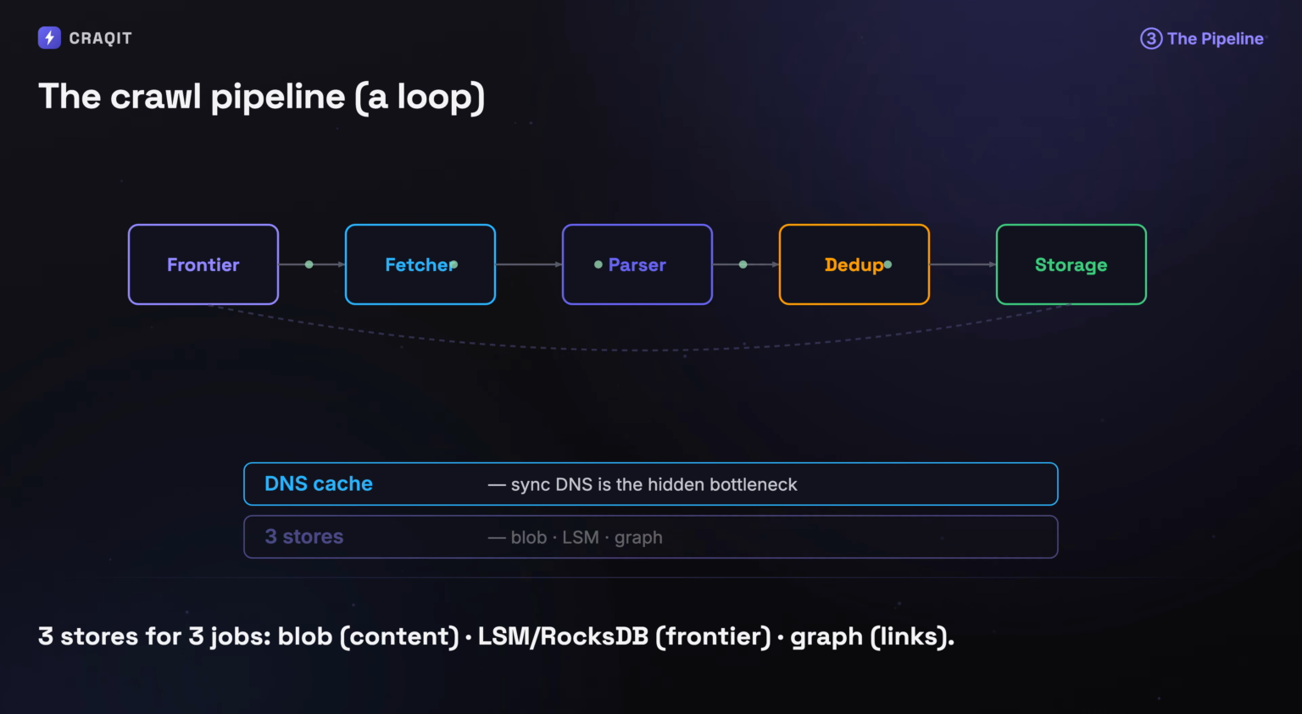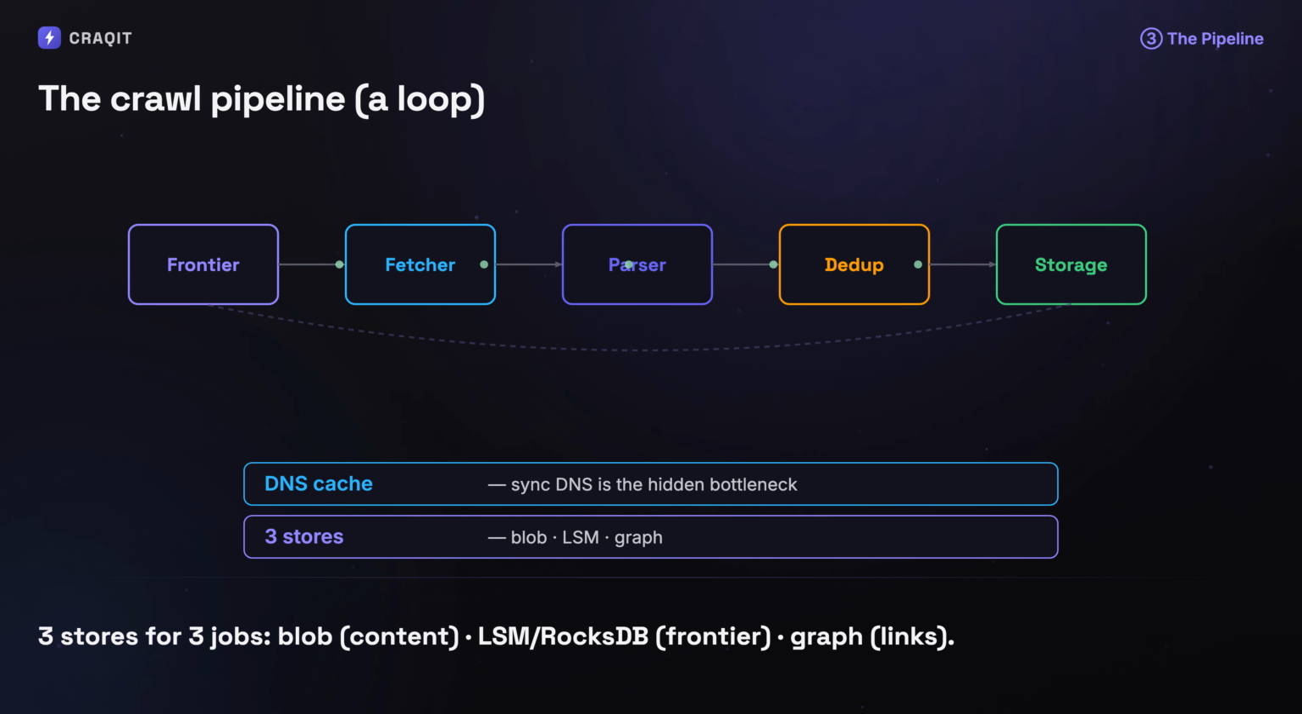Second, 3 stores for 3 jobs. Page content goes to a blob store like S3. The frontier and seen set go to a disk-backed log-structured store like RocksDB, built for high write throughput as billions of URLs churn. And the link graph goes to a database for prioritization and freshness.